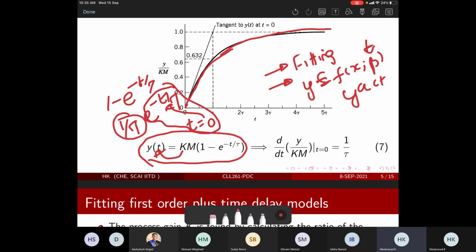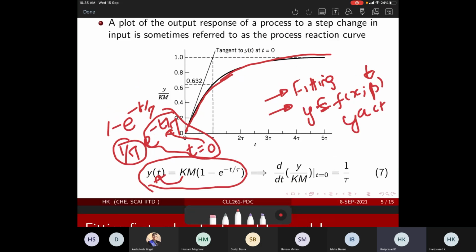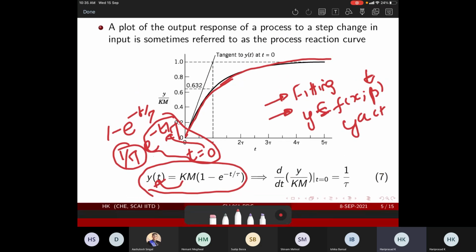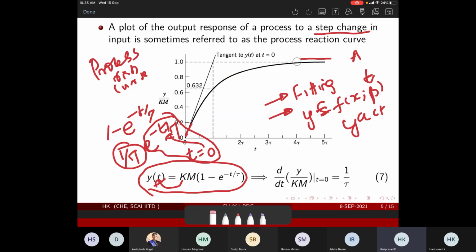So if you plot this, the plot is known as the process reaction curve. Of course, this is a step response. Why is it called process reaction? This is the way the process reacts if you do a step change from point A to point B. If it's a unit step change, this is the way the process is going to react. That's why it is called the process reaction curve. And this is typically the first order response. There is no doubt about it.